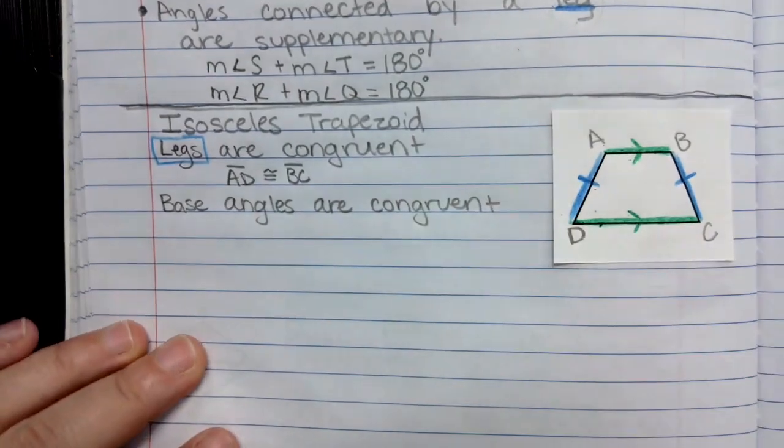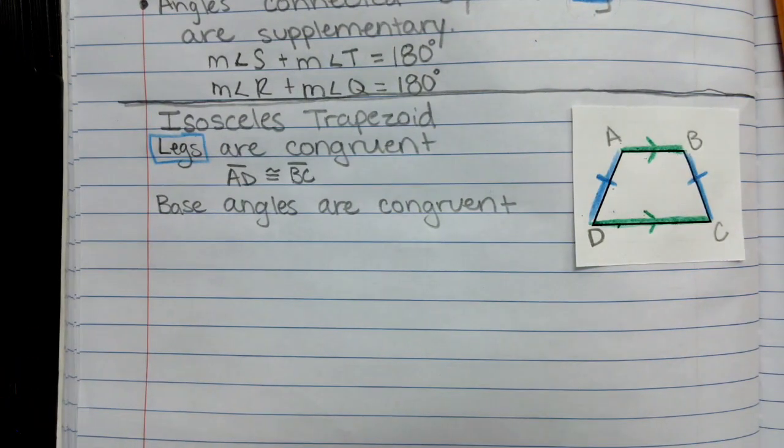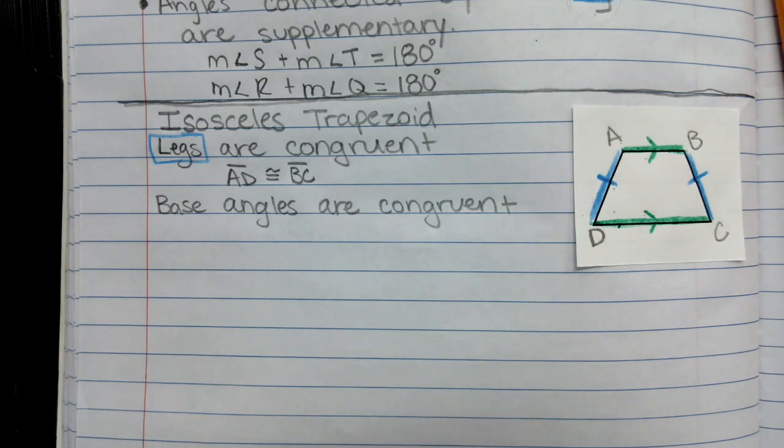Let's start with angle A. What angle is connected to A by a base? B. So these ones will be congruent in an isosceles triangle.